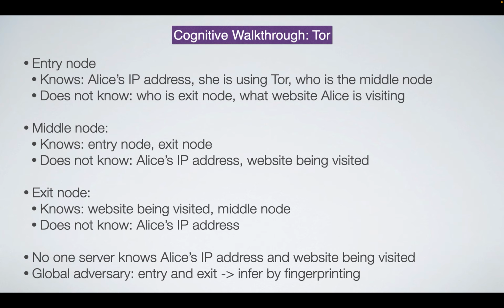When you mentioned no one server knows Alice's ID, you're talking about the nodes, right? So the "and" in this sentence is important. You should think of brackets: no one server knows [Alice's IP address and website being visited]. So no one server knows both of those pieces of information. One server knows her IP address, one server knows the website being visited, but no one knows both of them.